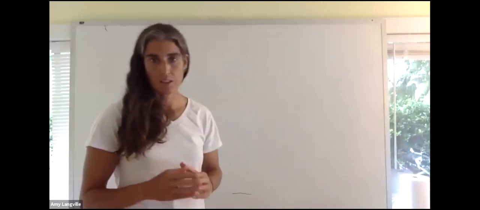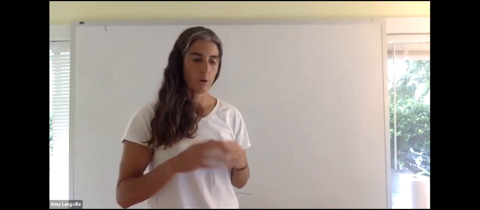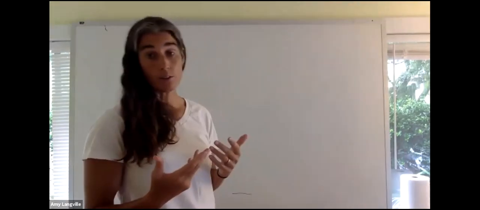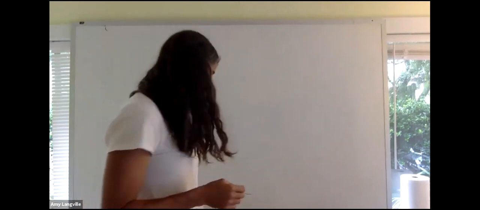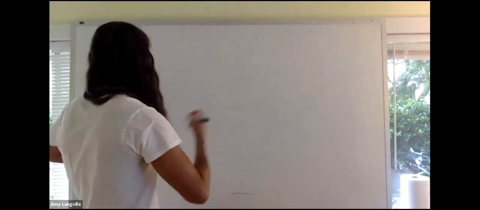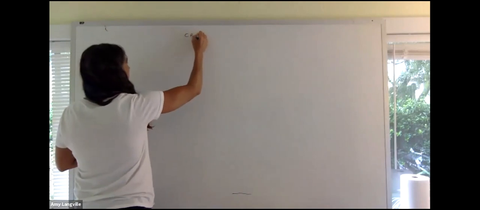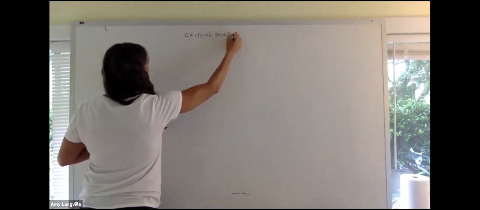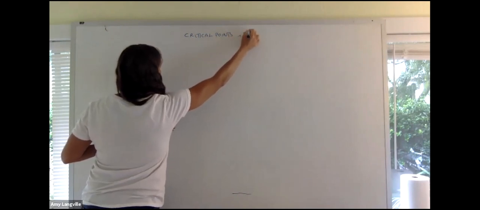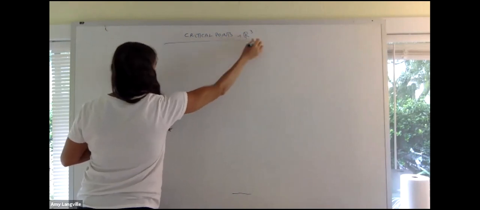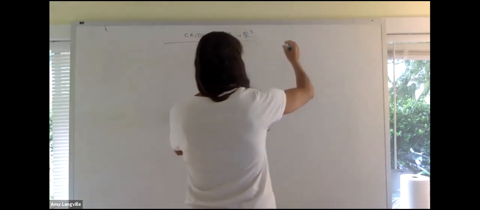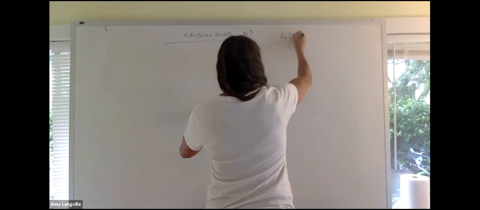Okay, next topic we have is partial derivatives and critical points. How are they related? So we're going to have a definition for critical points in R3. And then the other thing we're going to do is figure out what something like this means.